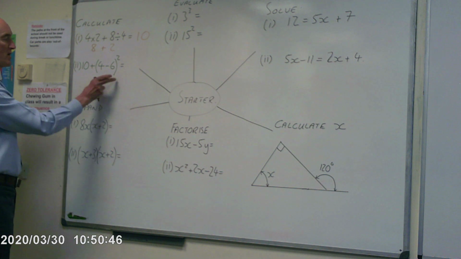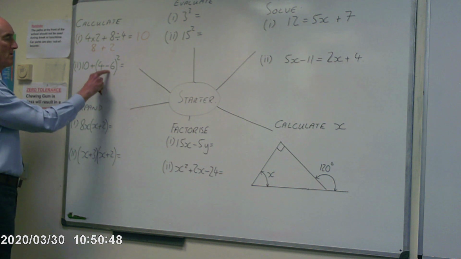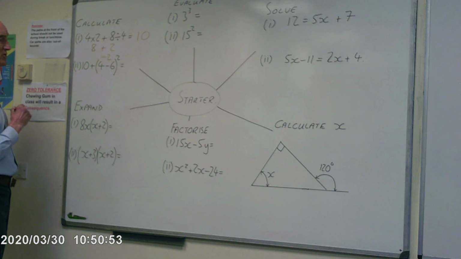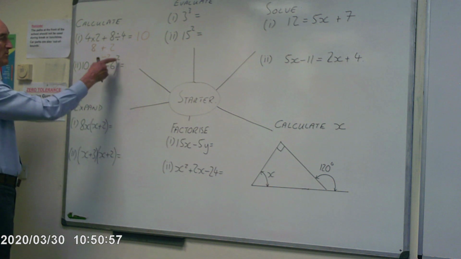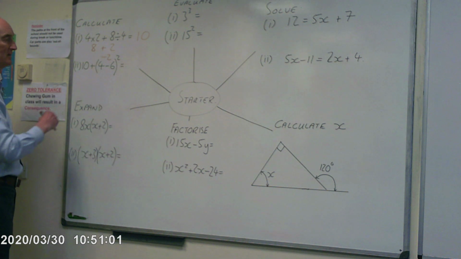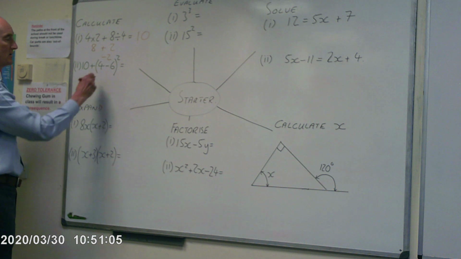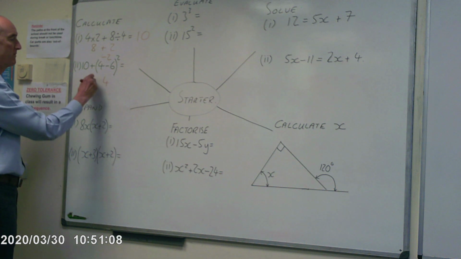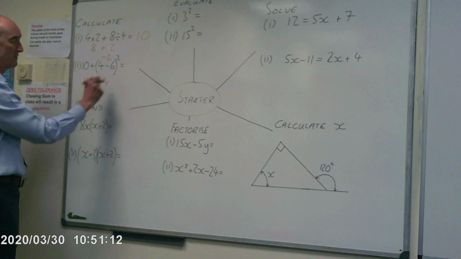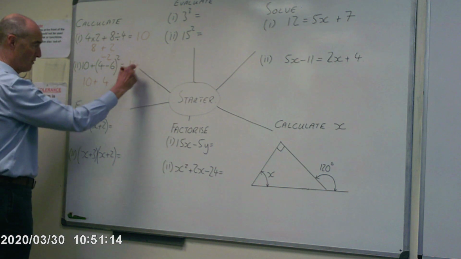BIDMAS, brackets first. 4 minus 6. So inside the bracket we've got a value of minus 2. BIDMAS then says indices next. So we've got minus 2 squared, negative 2 squared. So that's minus 2 multiplied by minus 2 gives us a positive result of 4. Now we can do our addition. 10 added to 4 gives us a solution of 14.